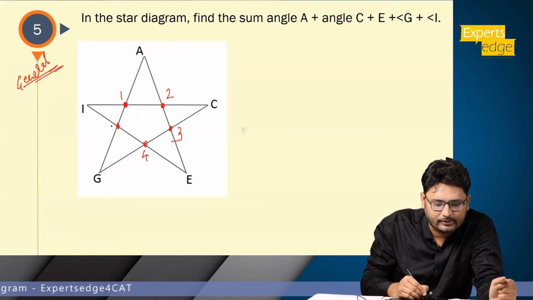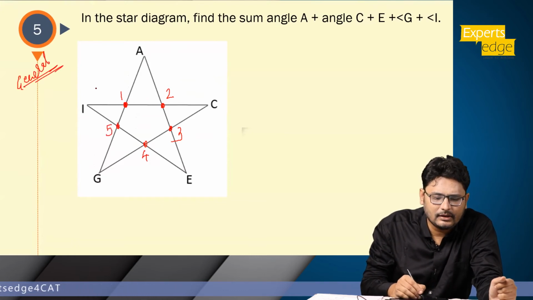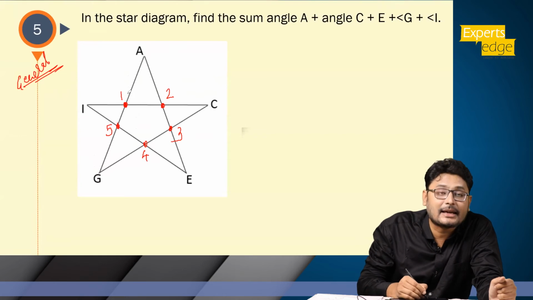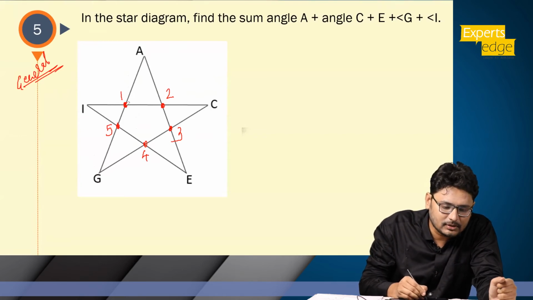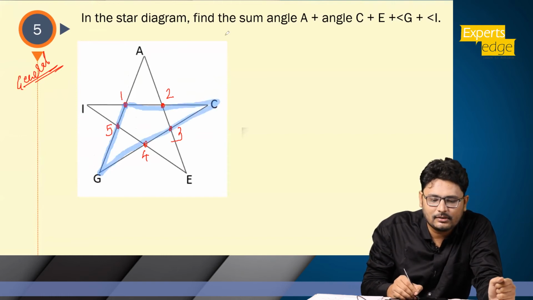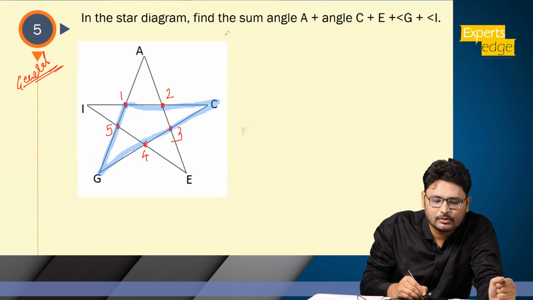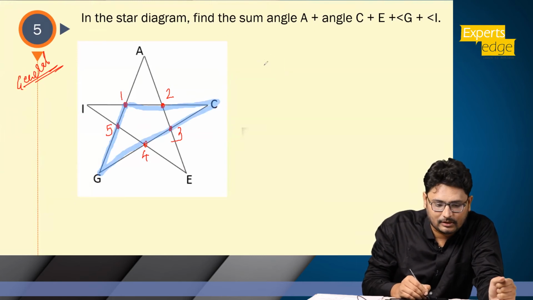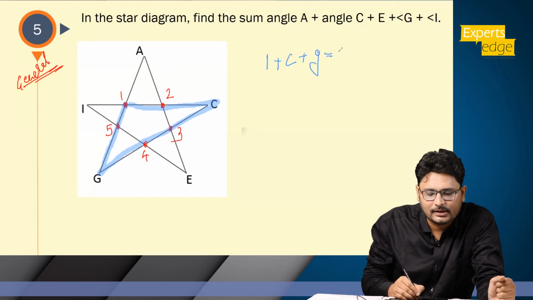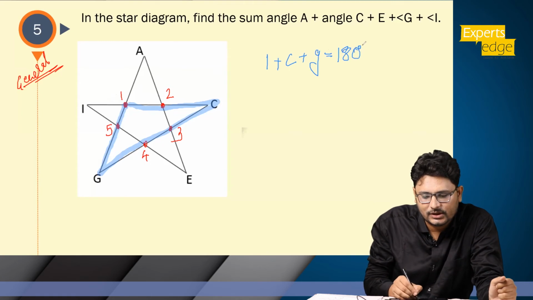And this point as 5. Now let's take, from 1, if I look at the triangle, which triangle will be formed from 1? This one, 1GC1, right? I can make this triangle. So the angles of the triangle will be 1 plus C plus G, and the sum of the angles of a triangle is nothing but 180 degree, right? So this is one thing.